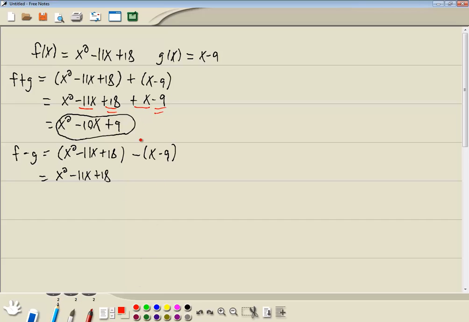Now remember, if you have a negative out in front of your parentheses, flip the sign of everything inside. So this is going to flip the sign of the x and of the negative 9. So the positive x becomes a negative x, the negative 9 becomes a positive 9. Now we want to combine together like terms in any step. Here we got an x, and here we got an x. Negative 11x and negative 1x gives us negative 12x. And here we got 18 plus 9, which gives us 27. So our answer would be x squared minus 12x plus 27.